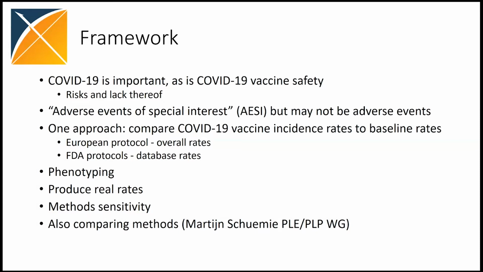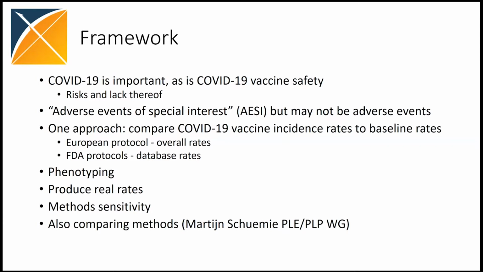The US Food and Drug Administration protocol does it on a database-specific rate. So they say, if I'm looking in a database for side effects that happen after vaccine, let me see what the rates were in the same database before that. In order to do this approach, we need a couple of steps. First and most important is phenotyping those outcomes, and I'll talk about that in a bit. And then we are working together to produce real rates that people can use, that is, to produce the largest scale study of incidence rates of these outcomes that has been done before.